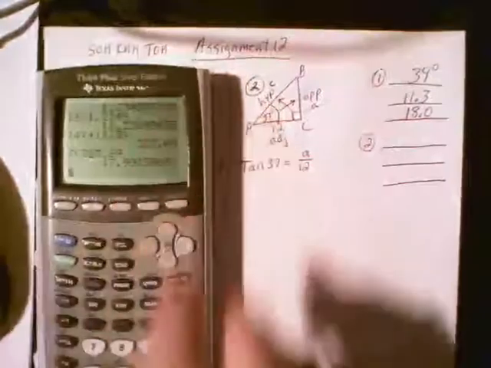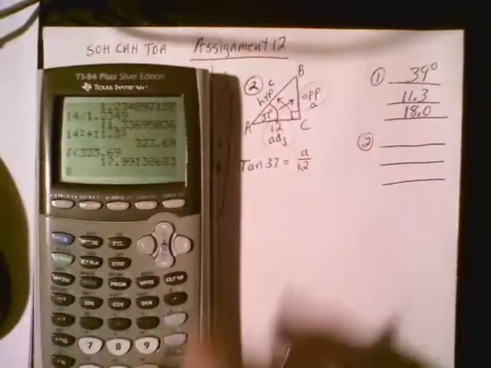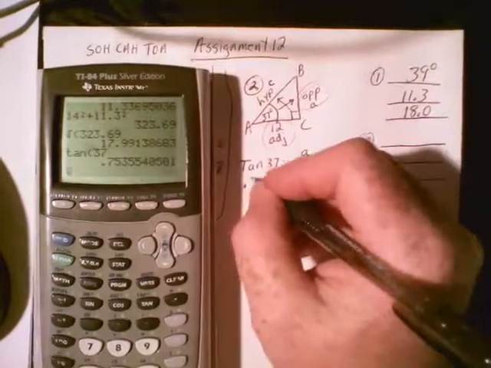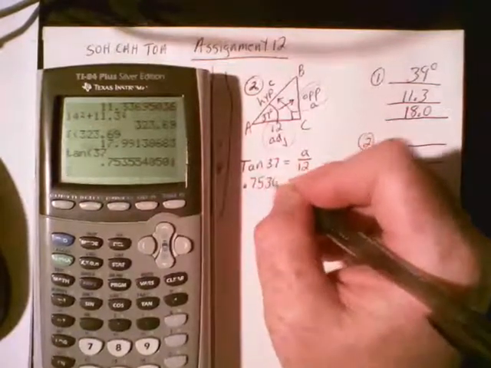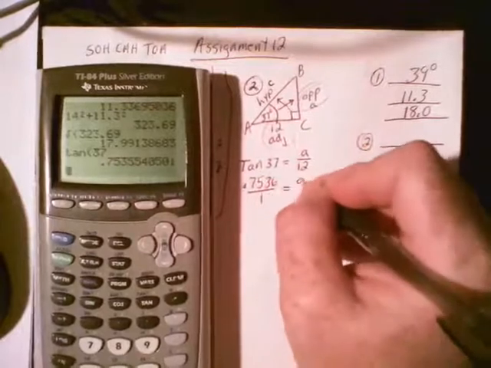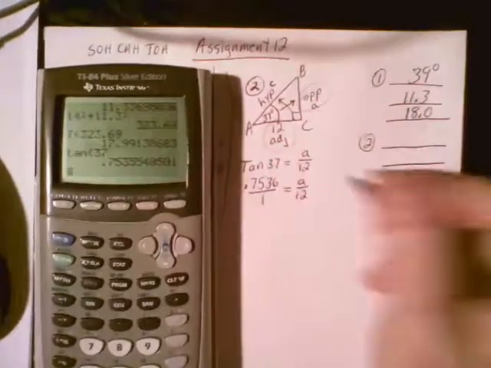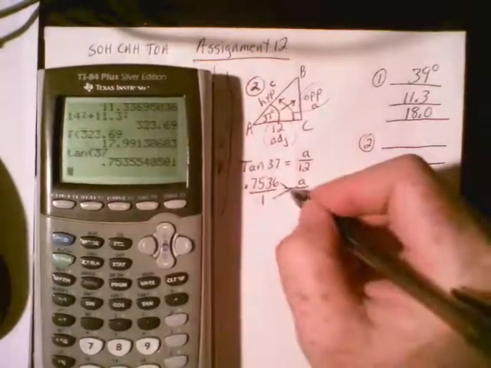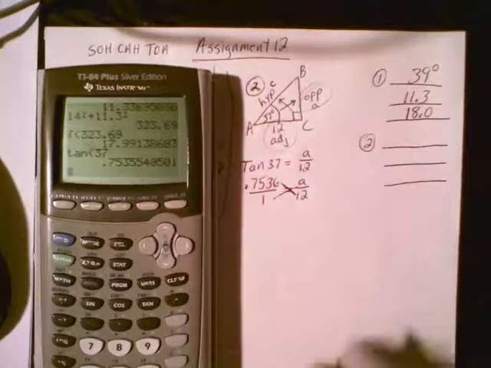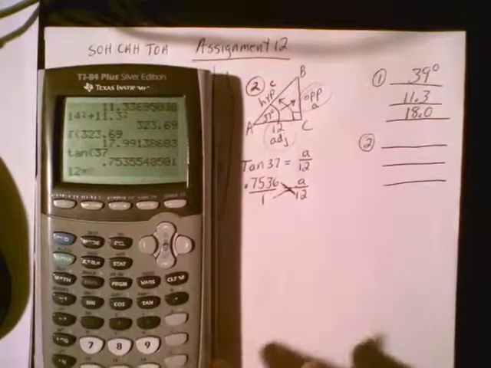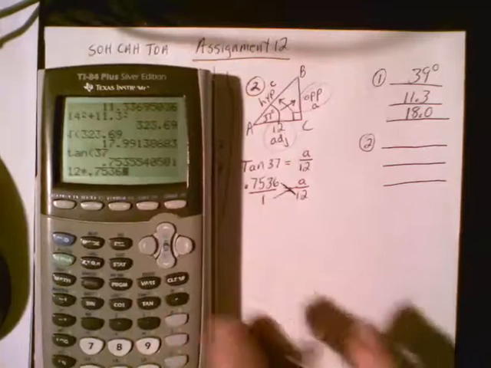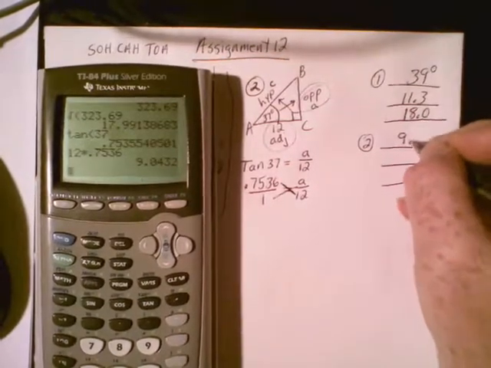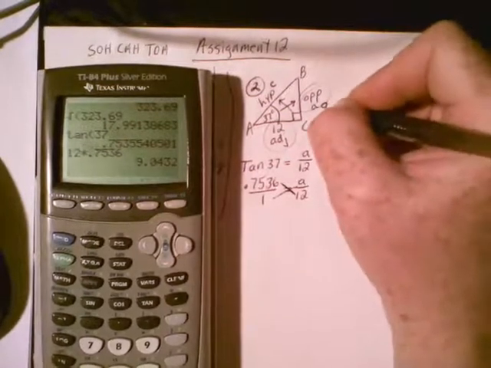We grab our calculator and we punch in tangent 37, and I end up with 0.7536. Put a 1 under that. A over 12. This is one of the nice ones because when we cross multiply, we get 1 times a. Well, that's just a. So when we cross multiply this way, it's just going to give us our answer. So we just take 12 times 0.7536, and we end up with about 9.0. So little a right here is about 9.0.